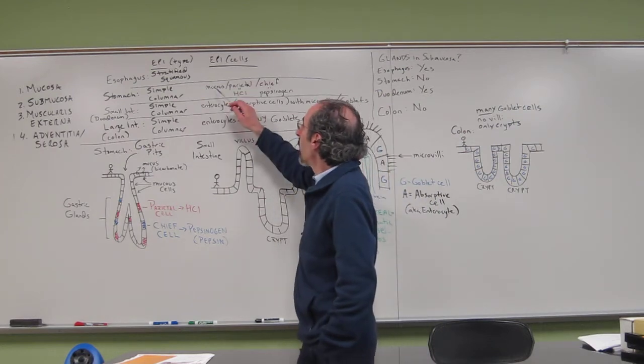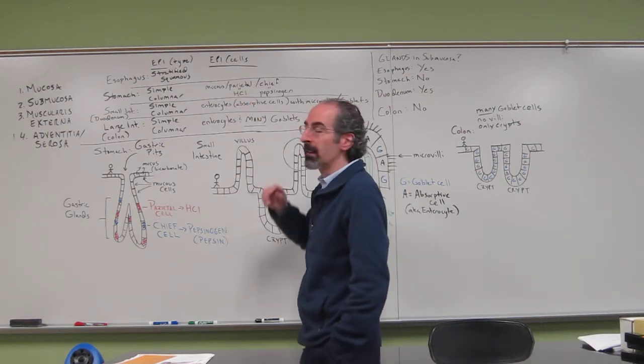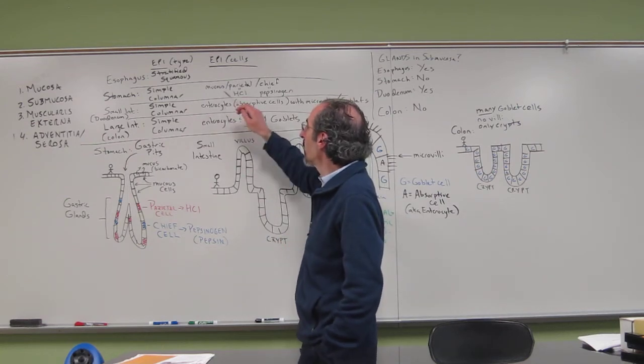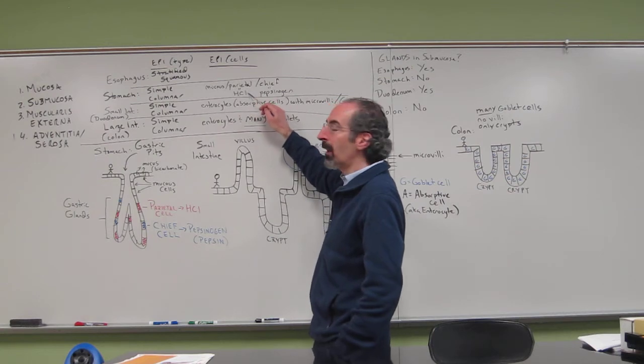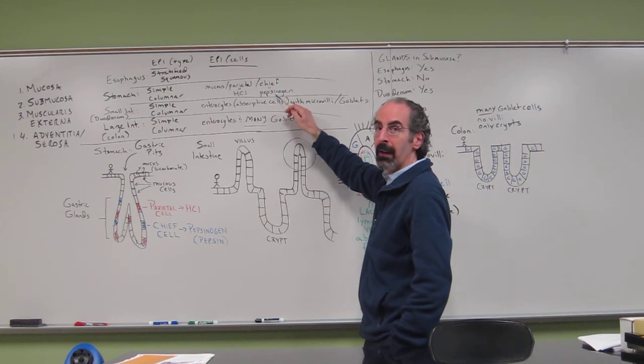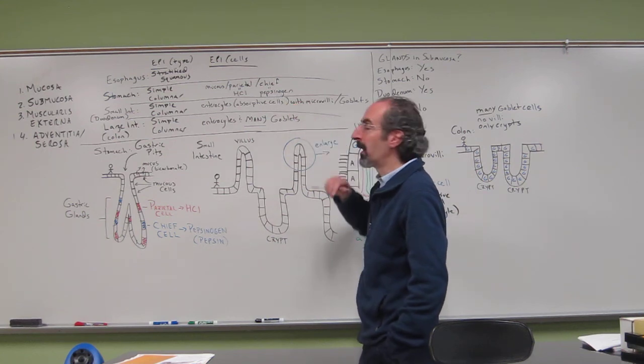With regard to the specific types of epithelial cells that we will be asking you to look at, in the stomach we're going to ask you to find mucus cells, parietal cells, which recall secrete hydrochloric acid, and chief cells, which secrete an enzyme called pepsinogen.